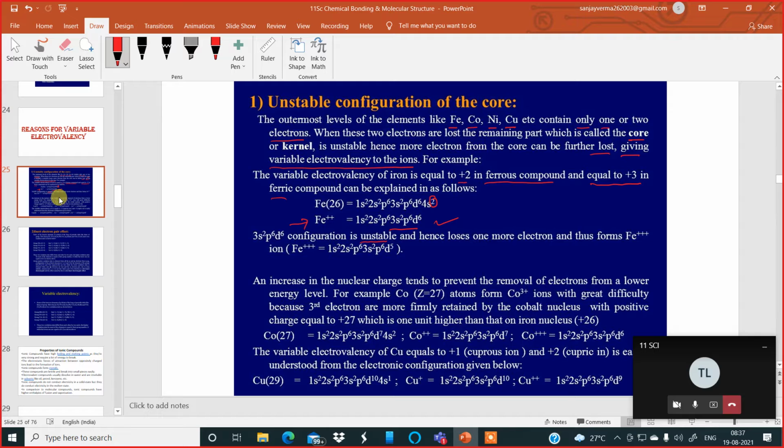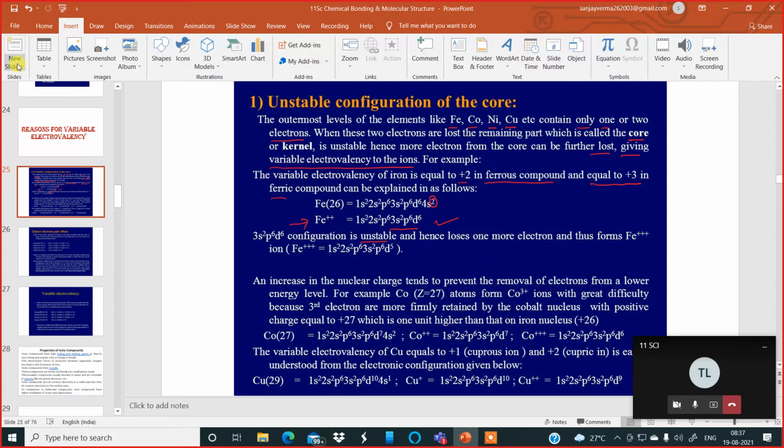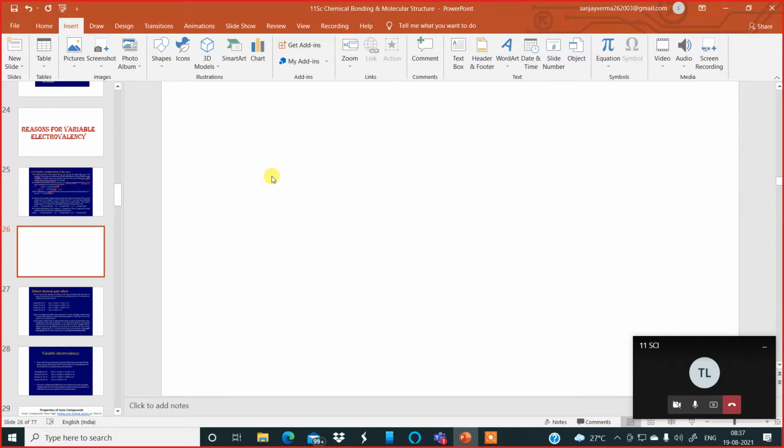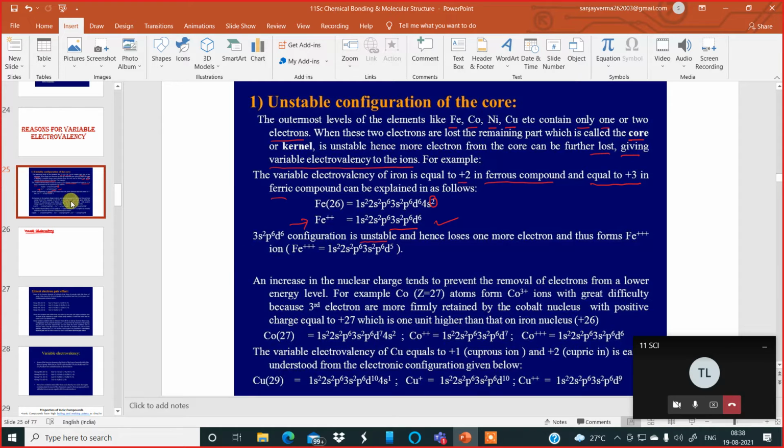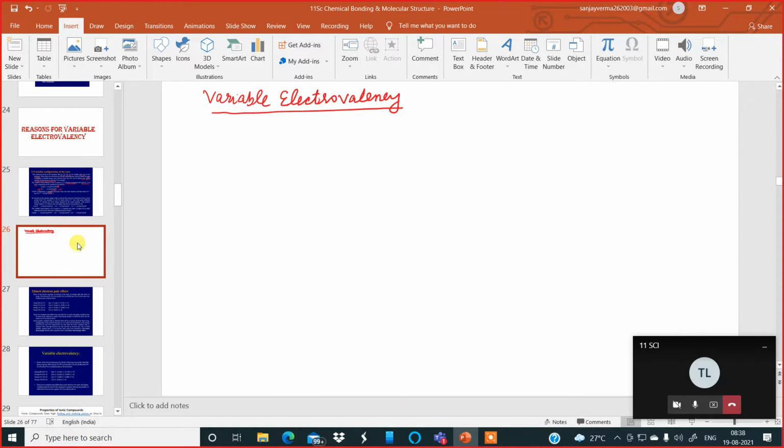Now let me explain this by introducing a slide. On this slide, I am trying to explain variable electrovalency. In this variable electrovalency, the first reason which I am trying to explain is the unstable configuration of the core. Now, let us take the example of iron. Its atomic number, as you know, is 26.